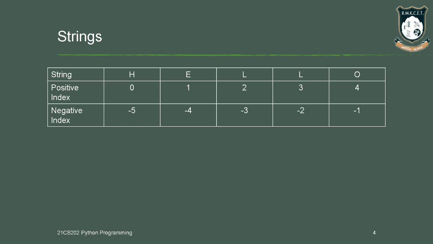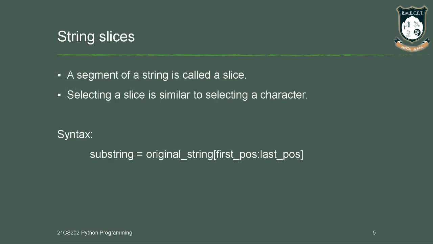Like this, the characters are positioned under those indexes. If you go from the right hand side to the left hand side, it will be negative indexing. Now we shall see a concept called string slices. String slices are nothing but a segment of a string. Slicing is the process of creating a segment of a string, that is, selecting some characters from the string.